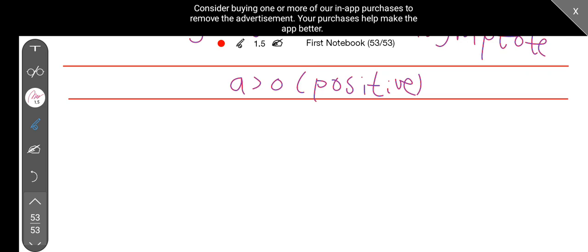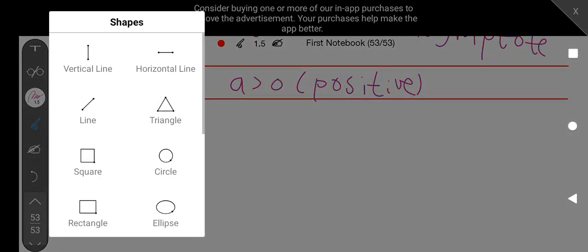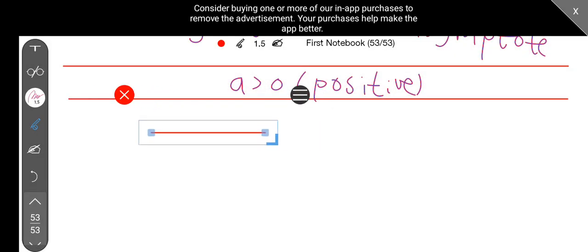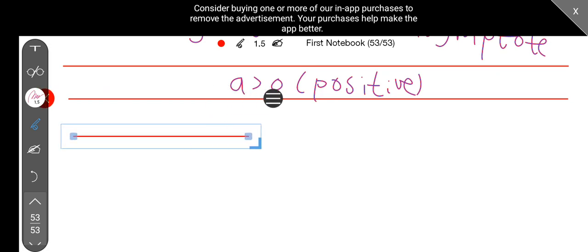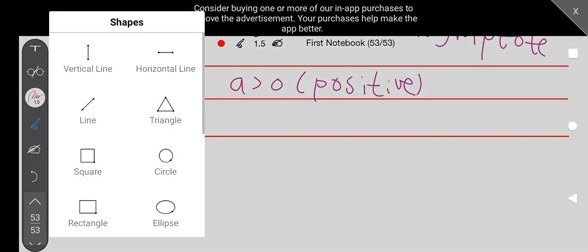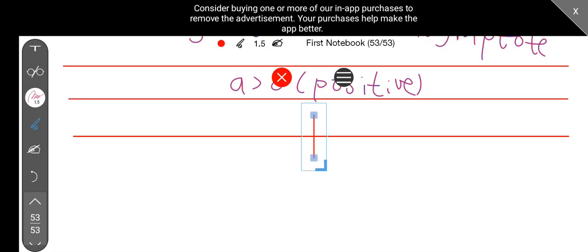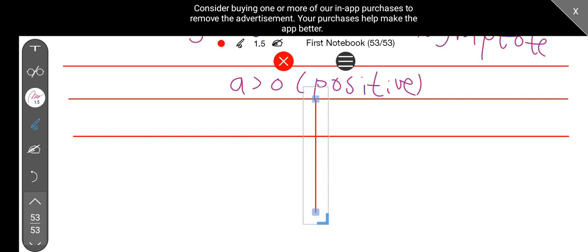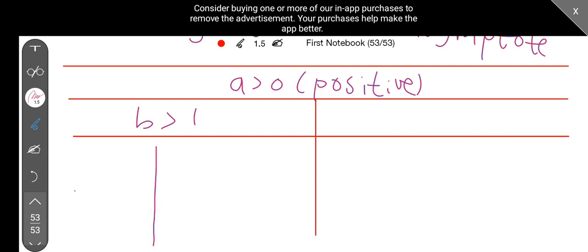There are conditions which can be given to the graph, or what tells us how the graph will look. Let me add additional lines there. And the last one. So here's the last one. So if a is positive while b is more than 1, this is how your graph will look. Your graph will be like this.